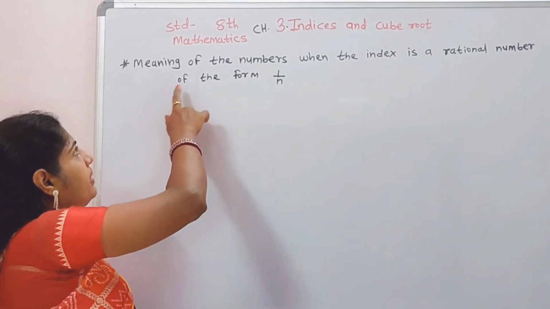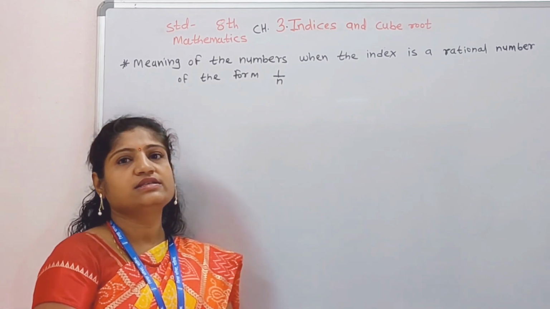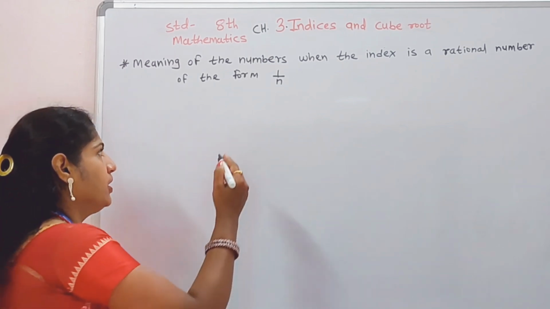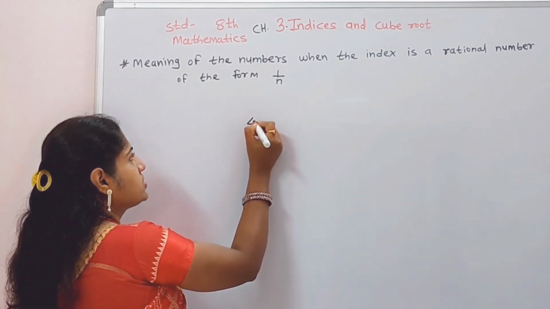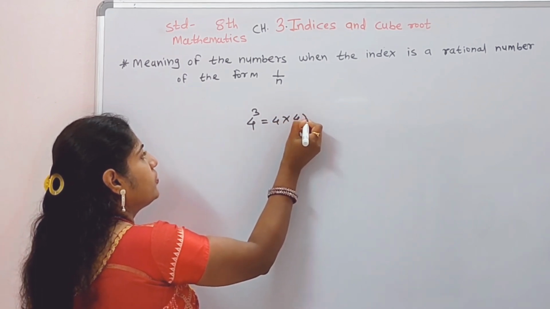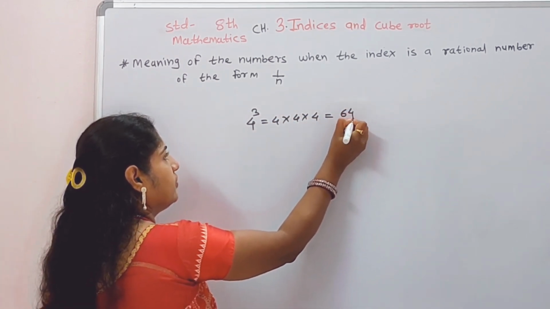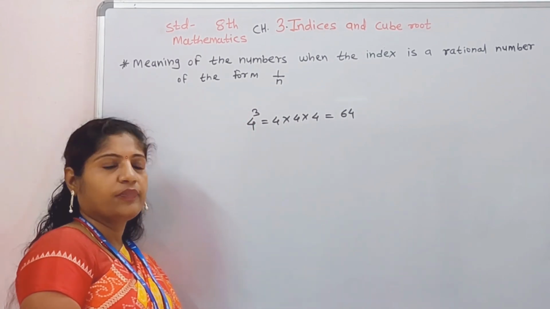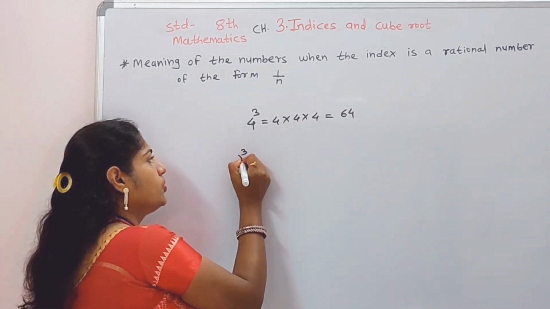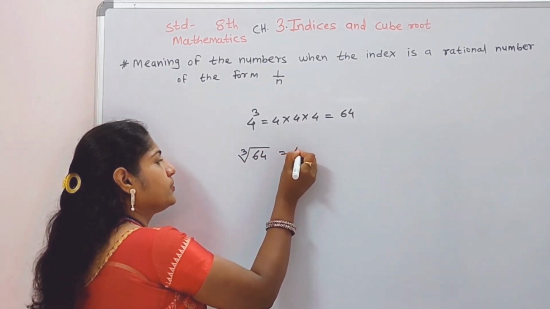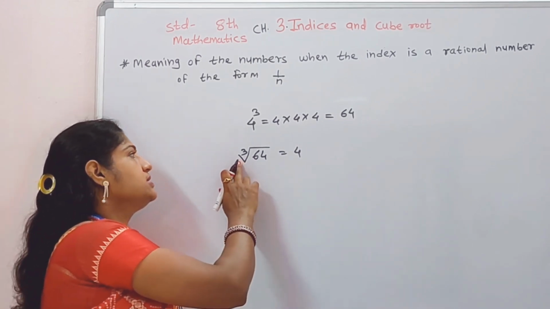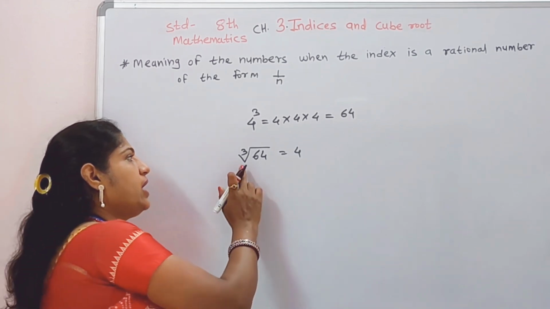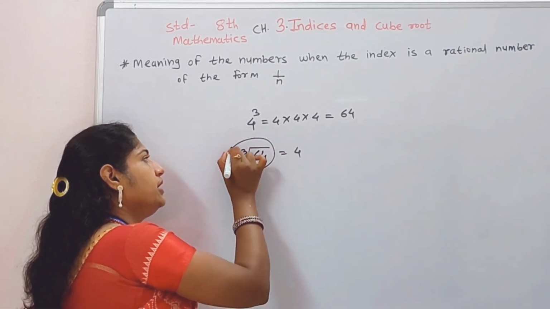Next topic is the meaning of the numbers when the index is a rational number and it is in the form of 1 upon n. For example, we write 4's cube. 4 into 4 into 4, that is 64. 4's cube, index is 3. But when we write cube root of 64 equal to 4, this is the symbol for cube root. Cube root of 64 equal to 4, and we write this in index form.